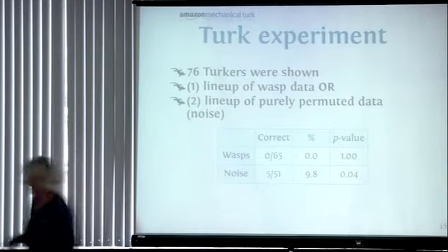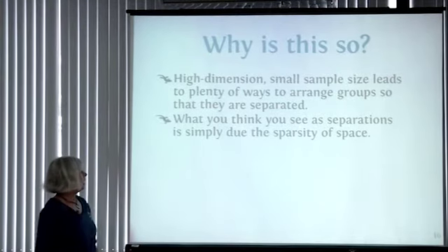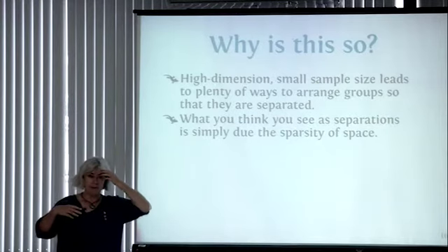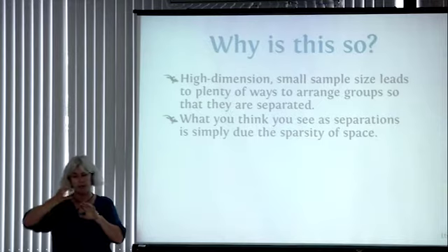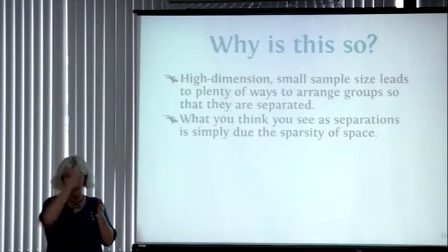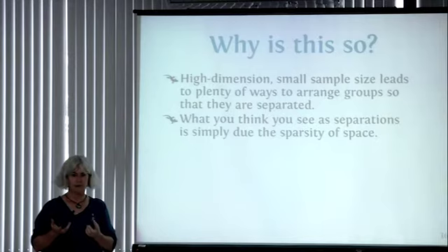Okay, so how does that happen? We're dealing with a lot of high-dimensional, small sample size data these days. When you have high dimensions and small sample size, there's a lot of ways to rearrange that data where you've got gaps between them. With high dimensions, it's sparse, and it's very easy to find some sort of plane in that high-dimensional space where the groups are separated. That's all that's happening here. You're running a conventional statistical method on high-dimension, small sample size data. It's finding separations. That doesn't mean they're real separations. It just means the separation is there because you've got the high dimensions.